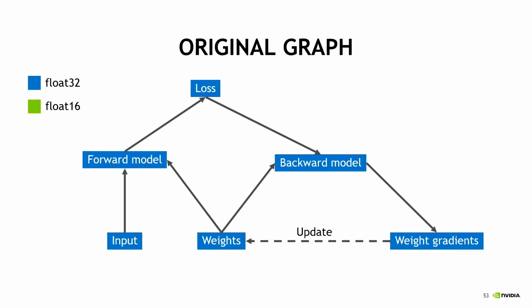So just an overview, a schematic representation of what's going on here. We have the input layer, we have the forward model, which is the function that we defined. This goes to the loss that we compute. And then when we call compute gradients, TensorFlow effectively generates this part for us. It computes the backwards model, and then that will generate the weight gradients, which will be used to update the weights. And at the moment, I've represented everything in blue here to indicate that everything is currently float 32.